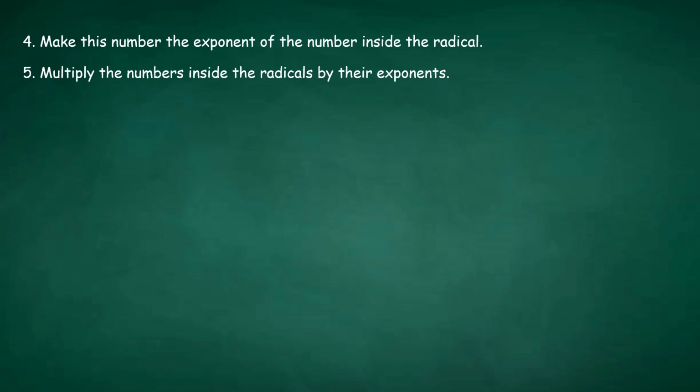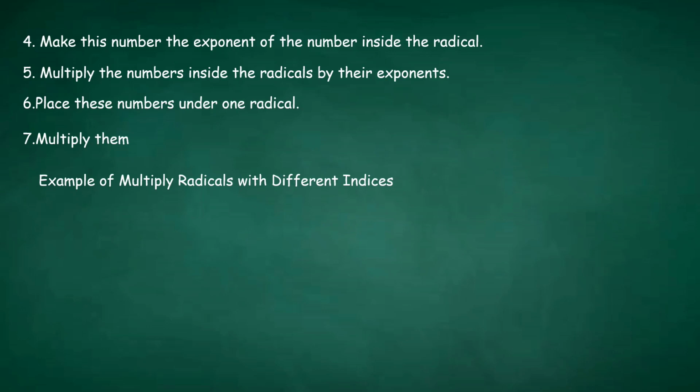5. Multiply the numbers inside the radicals by their exponents. 6. Place these numbers under one radical. 7. Multiply them.